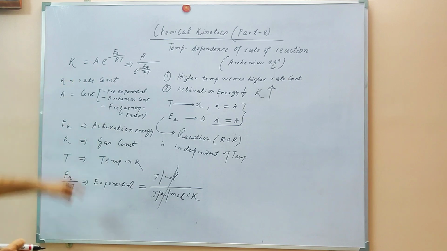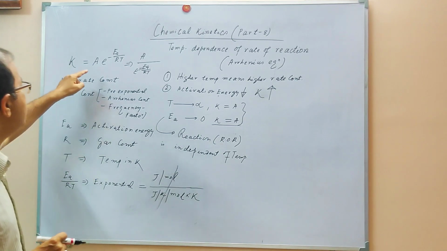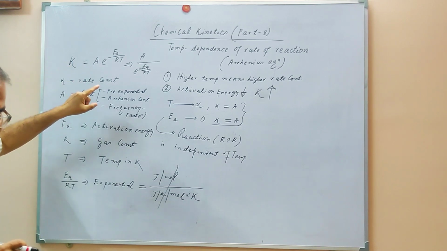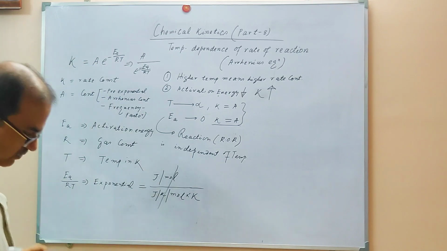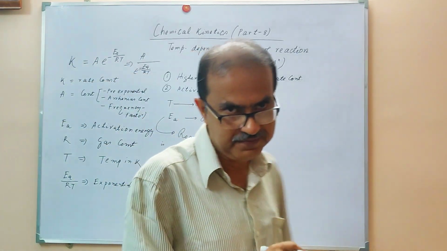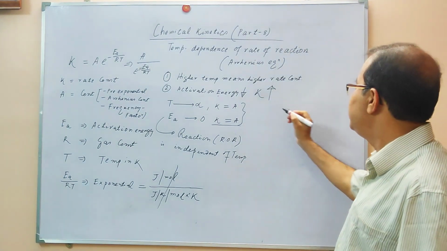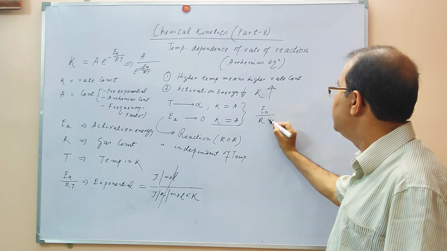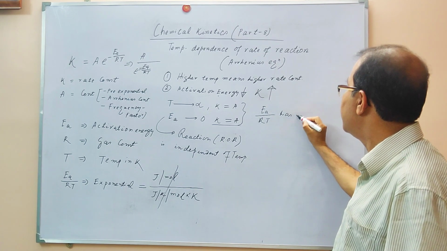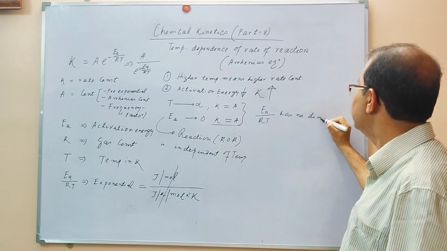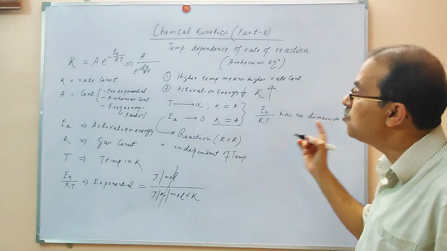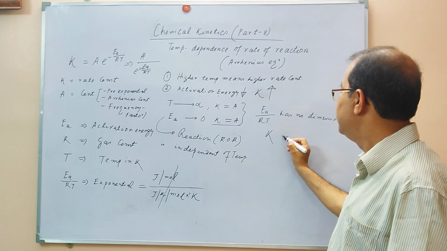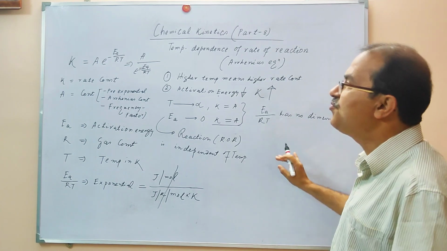So we can put this value. We can say the dimension of A is equal to that of k. From this you can write a very important conclusion: when Ea by RT has no dimension, then the dimension of A is equal to that of k.